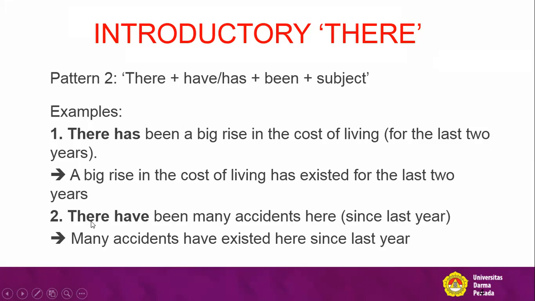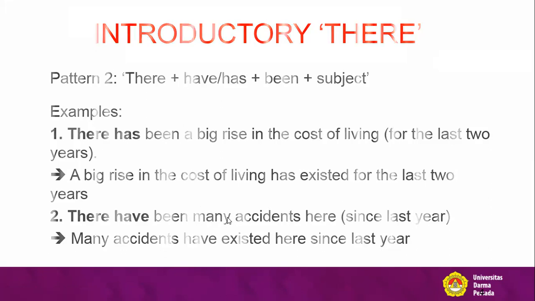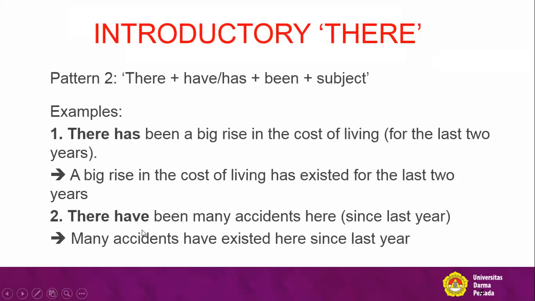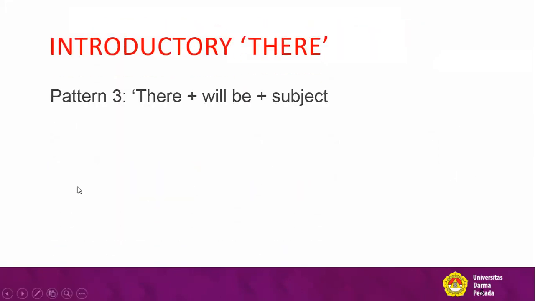We say there, that means introductory there. And then we have have, because we are talking about many, more than one, instead of has. So in other words, we can say many accidents have existed here since last year. Okay, everybody, I hope you understand why we have have, and then why we have has, because we are talking about singular and plural subject. Okay, now we go on to pattern 3, introductory there, pattern 3.